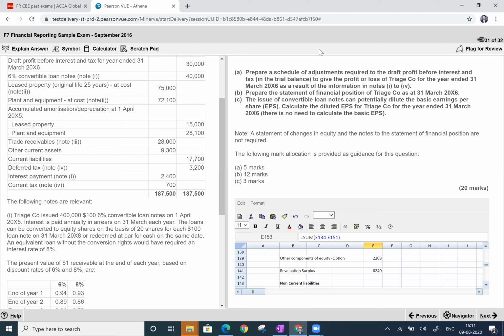Only one item. As you are aware, in the trial balance there is one more item: not only current tax and deferred tax, etc. There is one more item. They have shown current liabilities separately. Where is it? It's here. Current liabilities 17,700. In your examination, my dear students, if your balance sheet doesn't tally, don't panic.